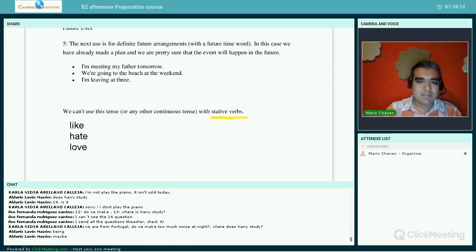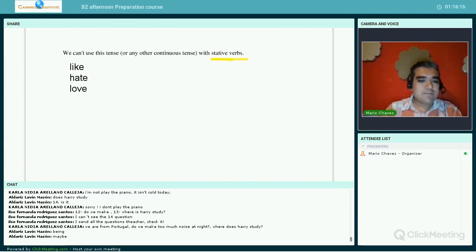Very good. All right. Let's practice. Let's practice with another activity. Let's practice with another activity with the simple present and present continuous. There we go.